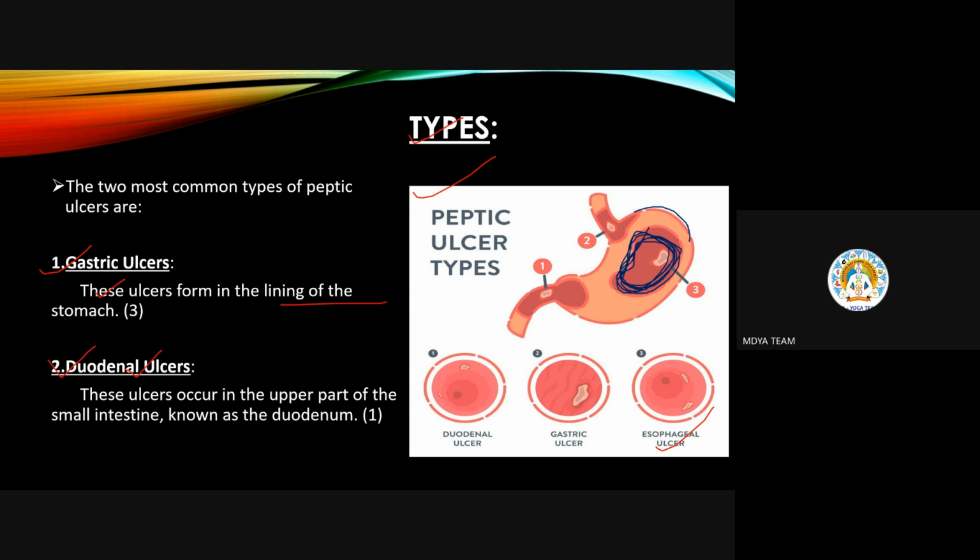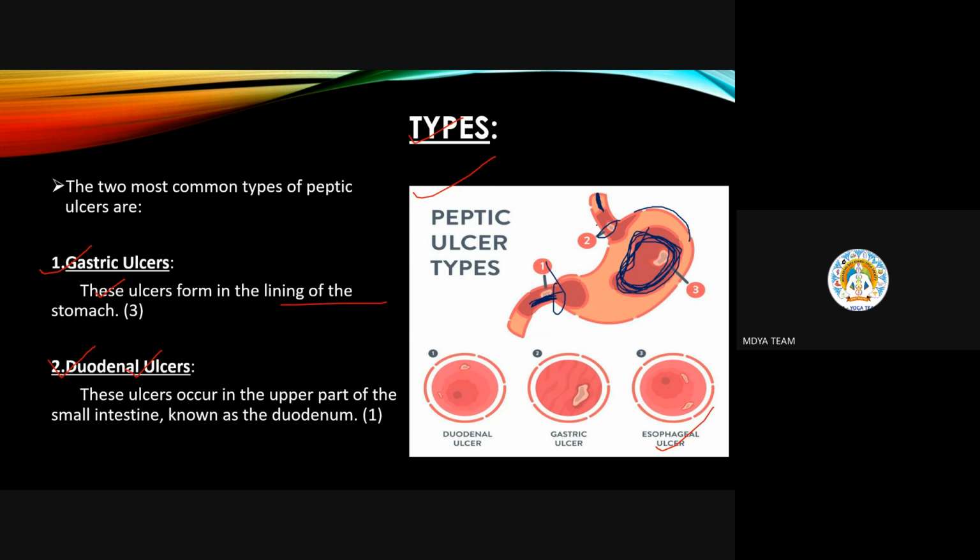Now, can anyone tell how many sphincters are there in the stomach and name them? Ma'am, two sphincters. One is the cardiac sphincter and another is the pyloric sphincter. So this one is your pyloric sphincter. This one is your cardiac sphincter. This is joined to which pipe? Esophagus. And this is joined to the duodenum, the upper part of the small intestine.